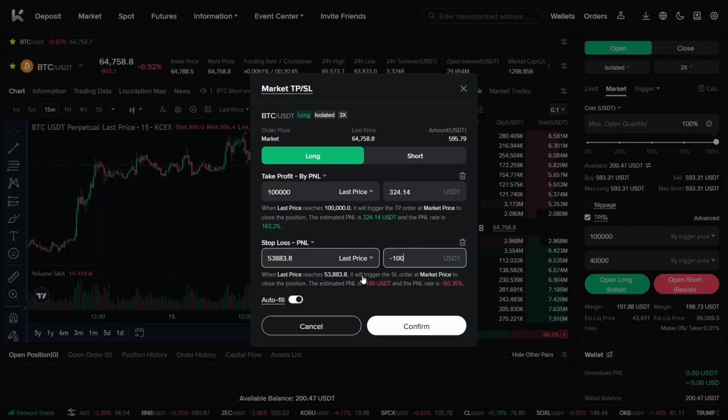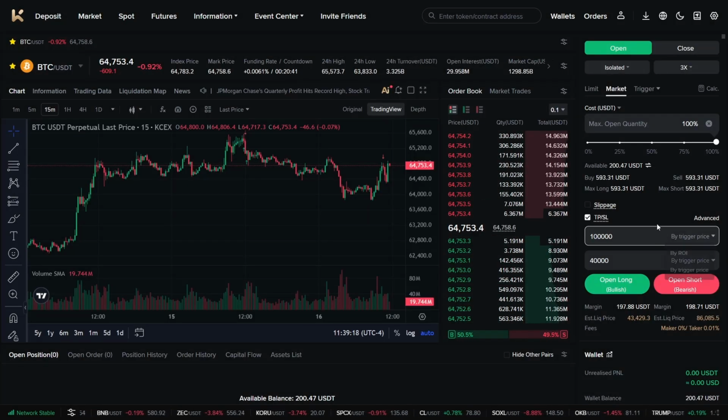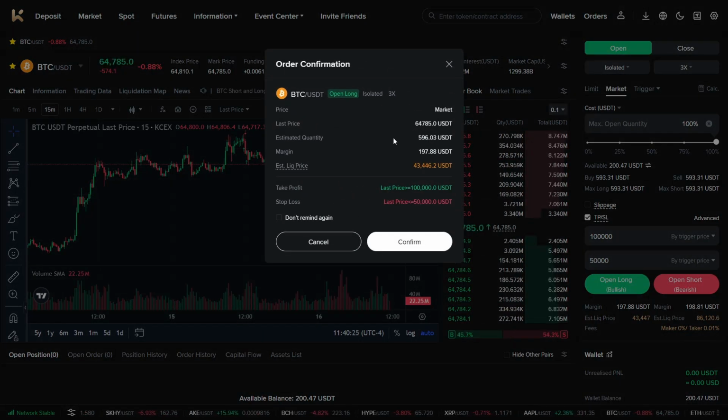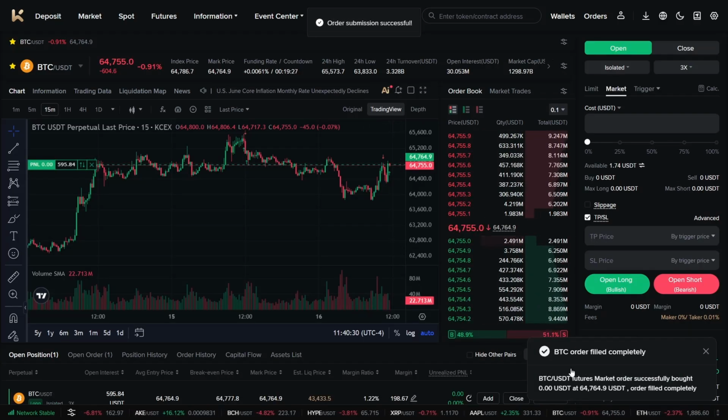I just wanted to show you all the different options, but we are just going to keep things simple and use trigger price, and we're going to set our take profit at 100,000 and our stop loss price around 50,000. We can now open our long, quickly look at the details of our trade, and then we can confirm it. We can see that our order was filled.